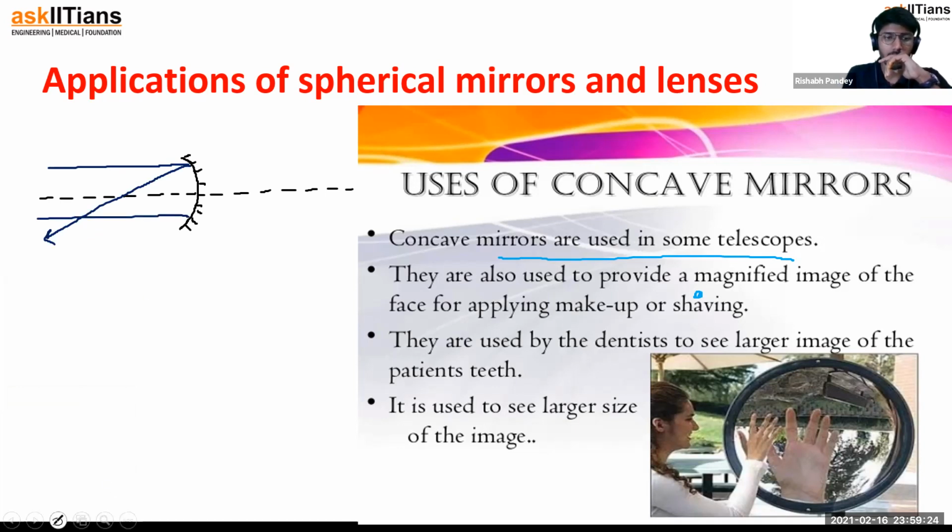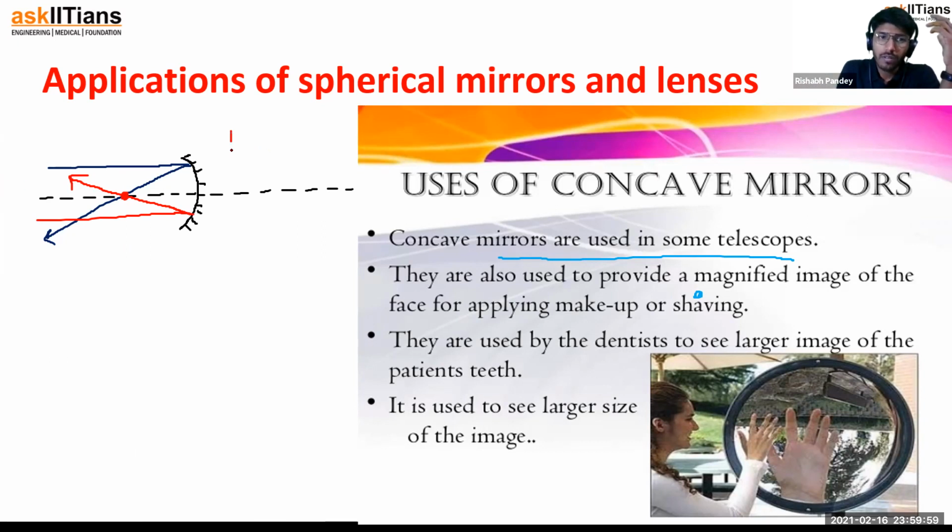Let me use another color. So there's a ray of light like this, and it goes like this. That means the image will be formed over here. And will the image be of a very small size? Like when I'm using a telescope, the object is nearly at infinity and very large. So if I use a concave mirror, I'll get a very small image of the object, right?